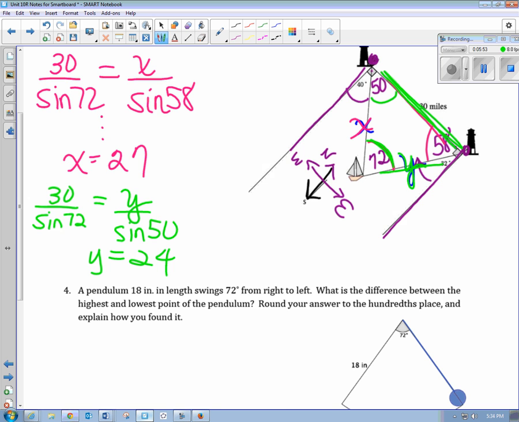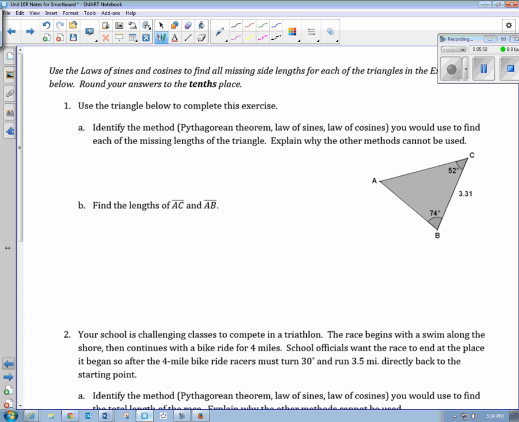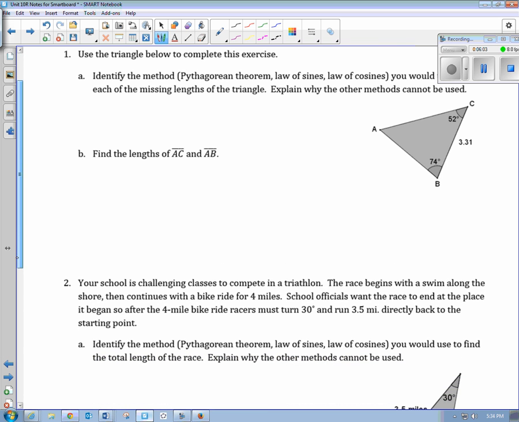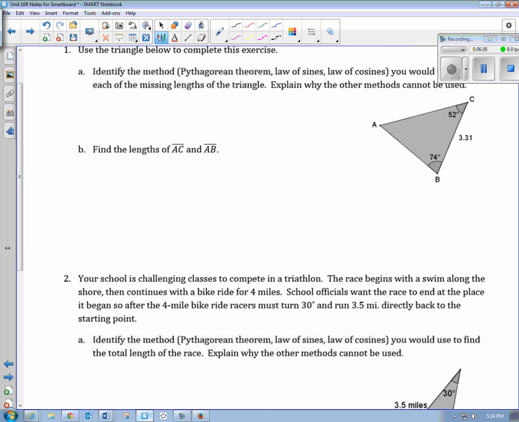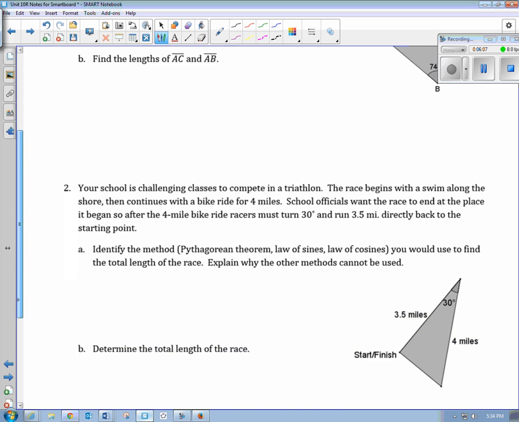I'm going to have you flip back one page. These questions I wanted to talk about also. I know that the other one was a little bit more involved, but I do want to talk about these as well. I think I'll work on question number 2.